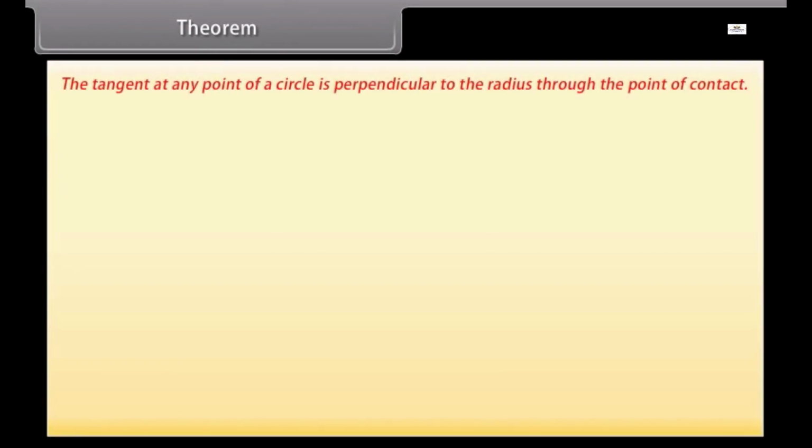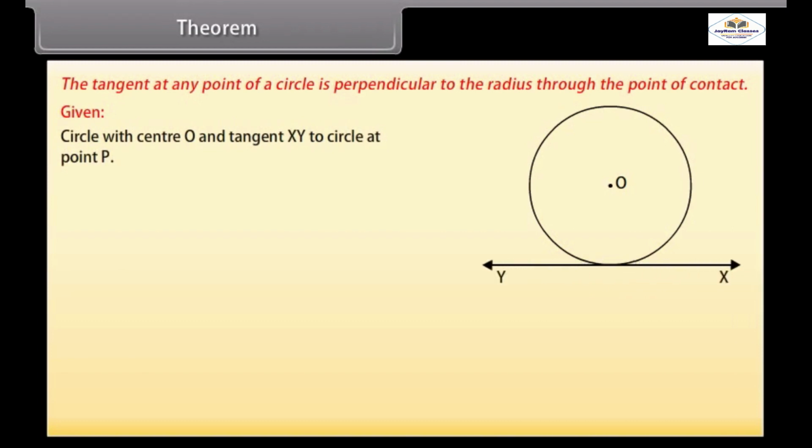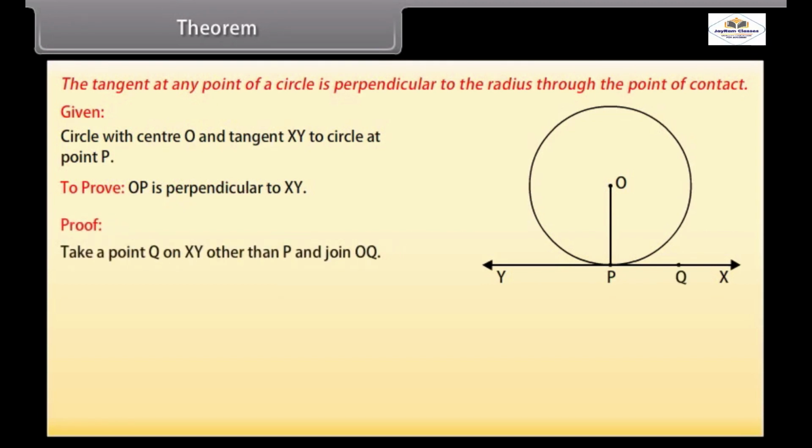Theorem. The tangent at any point of a circle is perpendicular to the radius through the point of contact. We are given a circle with center O and a tangent xy to the circle at a point P. We need to prove that OP is perpendicular to xy. Take a point Q on xy other than P and join OQ.